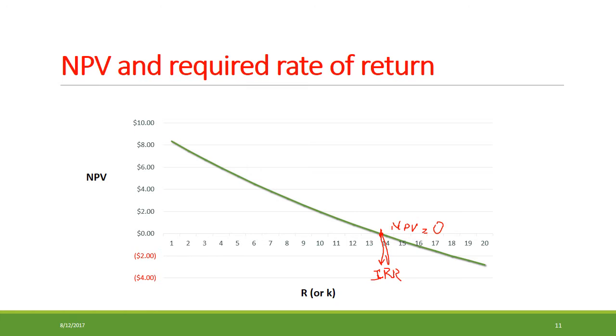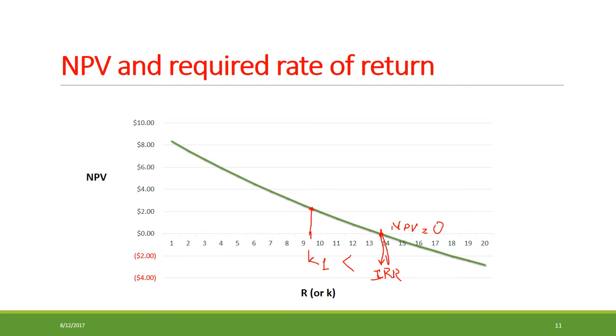So what do we see here? If K is somewhere here, this is my K. K is currently K1 here, which is less than the IRR. What do we see about the NPV? NPV is positive. So when the required rate of return is less than the internal rate of return, then the project's NPV is positive, meaning that this is a value enhancing project.